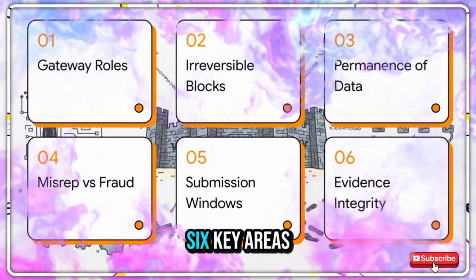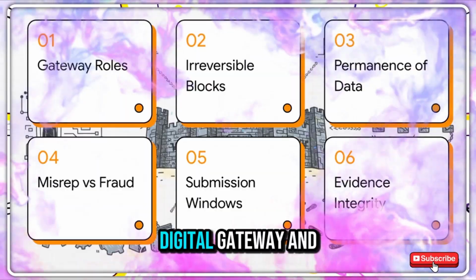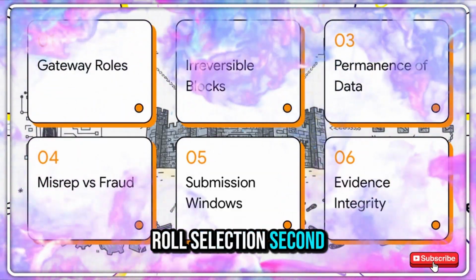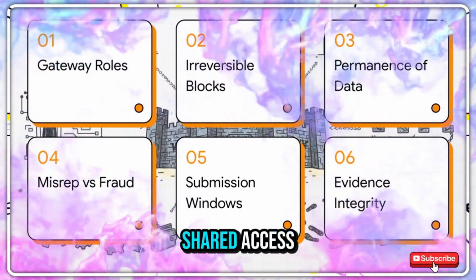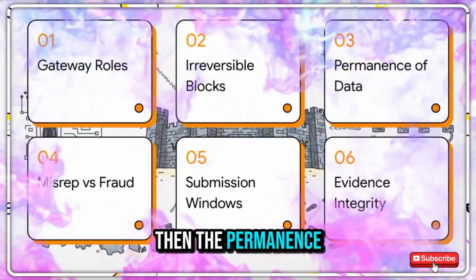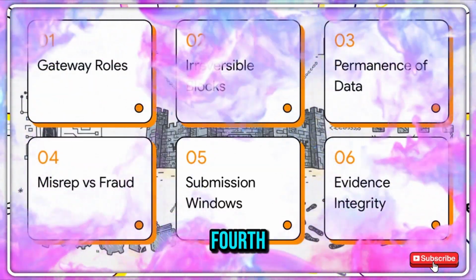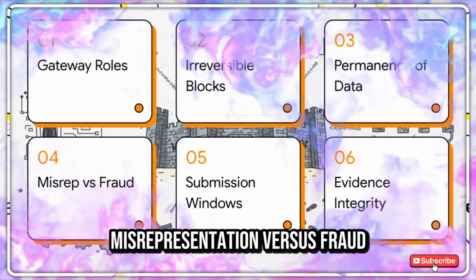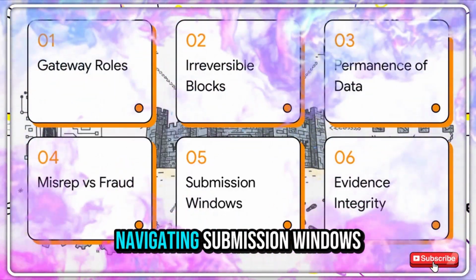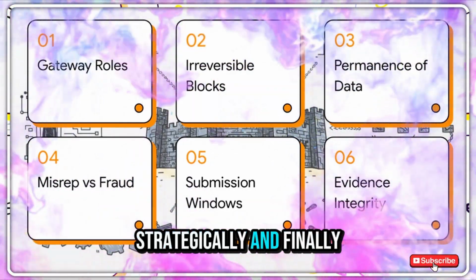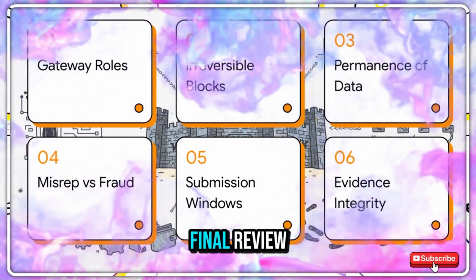So here's our roadmap for today. We'll be hitting 6 key areas. First, digital gateway and role selection. Second, irreversible blocks in shared access. Then, the permanence of system data. Fourth, misrepresentation versus fraud mechanisms. Fifth, navigating submission windows strategically. And finally, evidence integrity and final review.